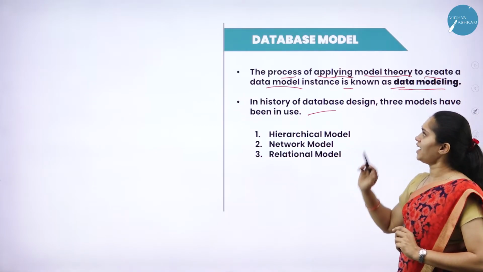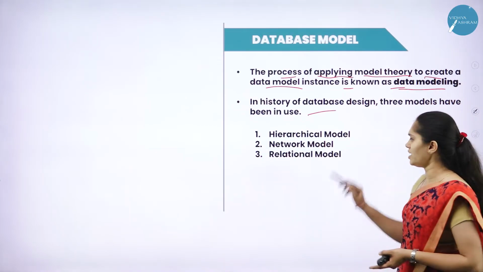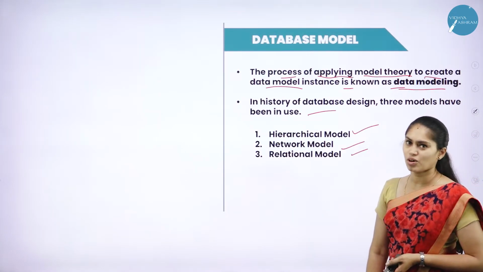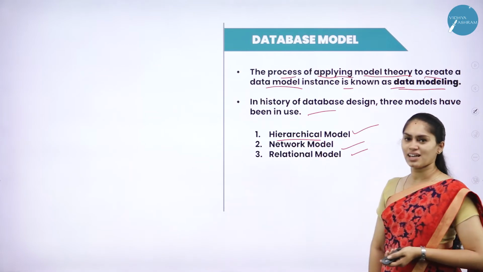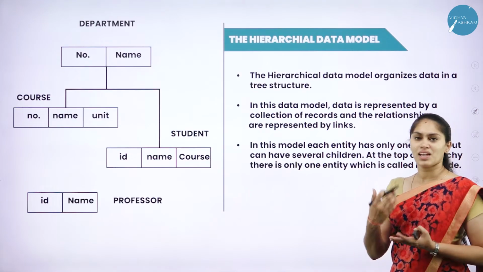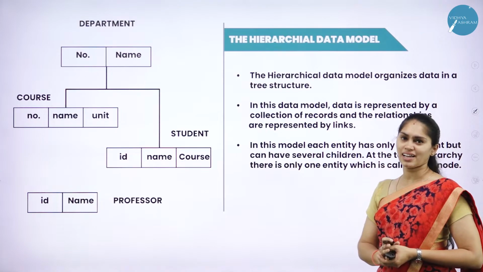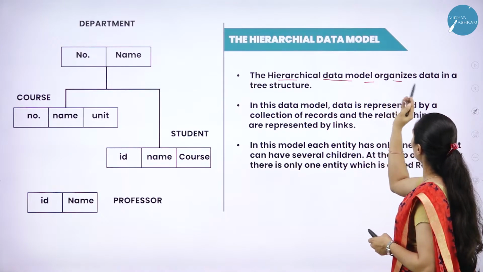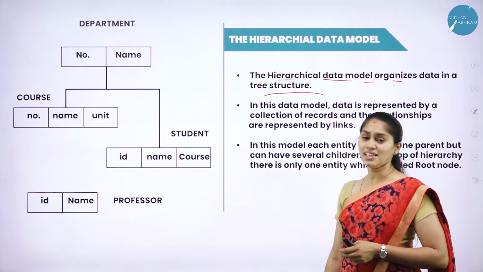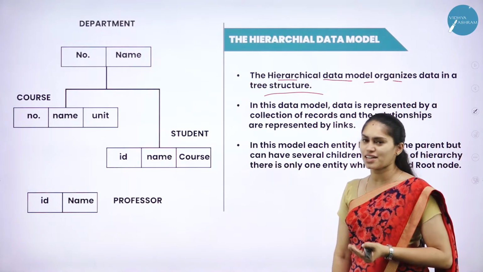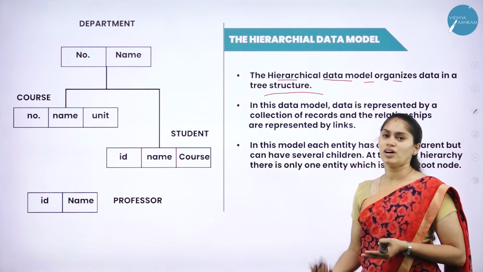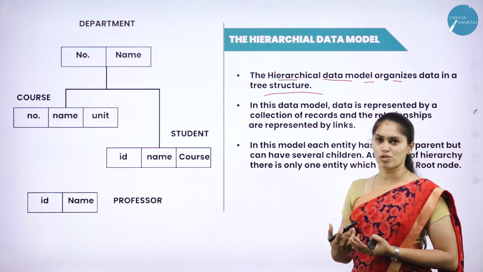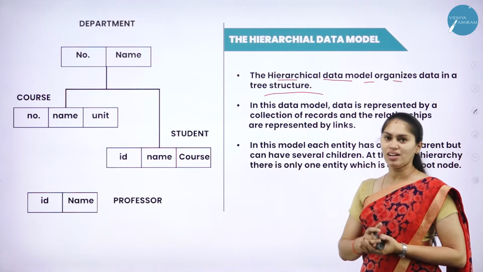And we have 3 types in the database model. One is the hierarchical model, the network model, and the relational model. We'll see about the hierarchical model. As the name indicates, it is related to a tree-like structure. Hierarchical in the sense, it is a tree-like structure. So the hierarchical data model is going to organize the data in a tree structure. If it is a tree structure, then there will be one root node and the remaining will be the children of that particular root node. It is going to have a parent-children relationship.